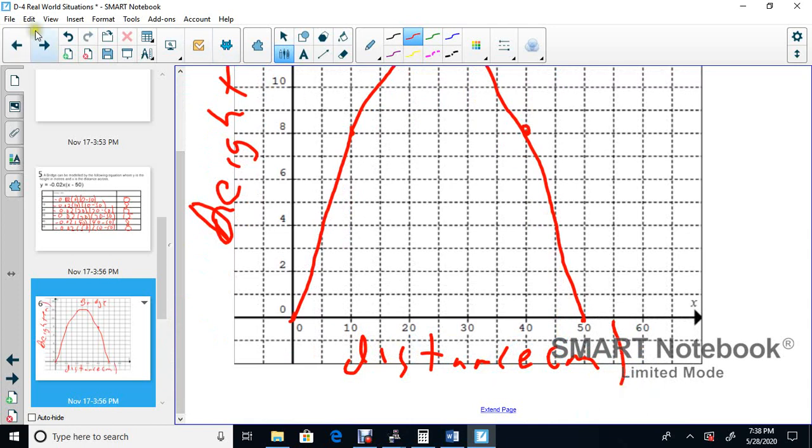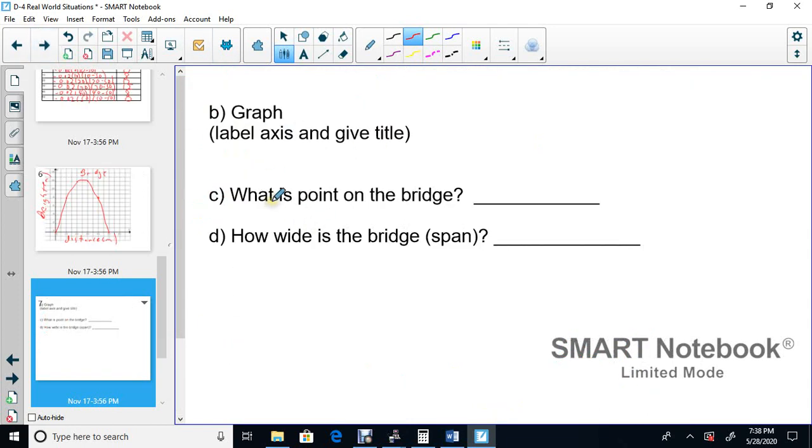Let's see, any other questions, or is that it? What is a point on the bridge? Oh, that doesn't make sense. How wide is the span? Okay, what is the highest point? I think it says highest. So I think that's supposed to say highest point, not the point.